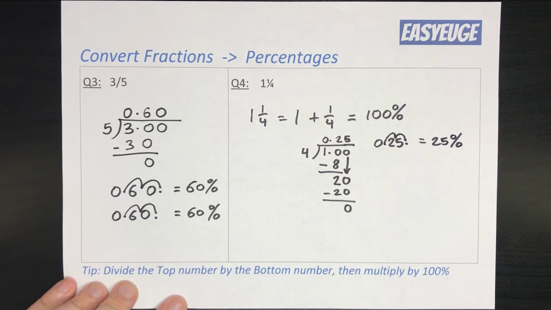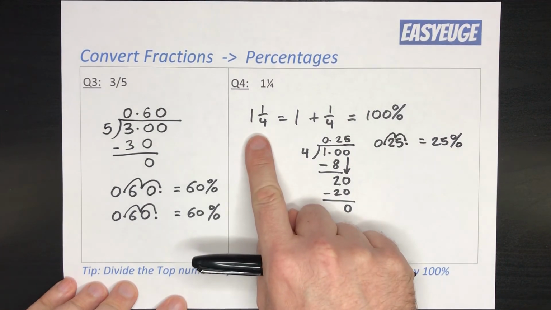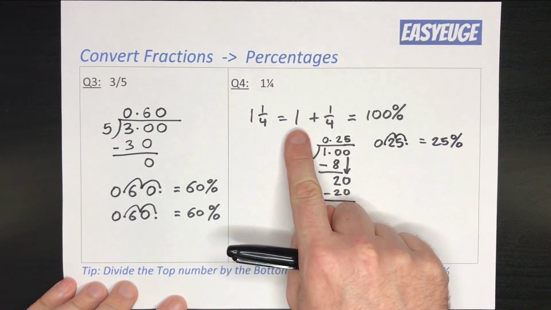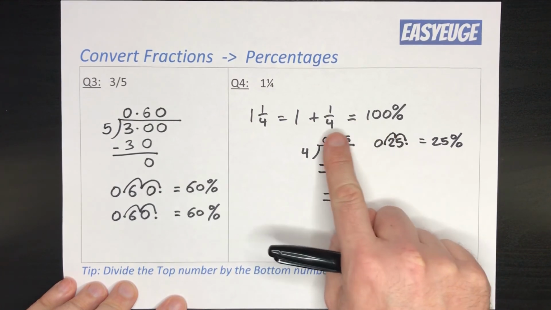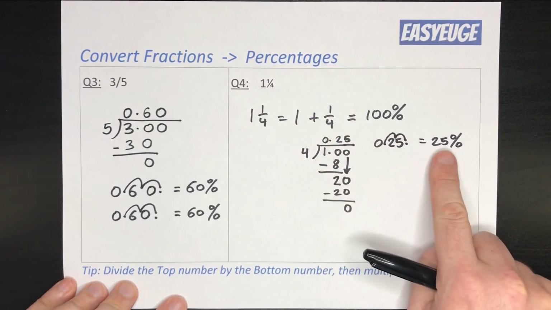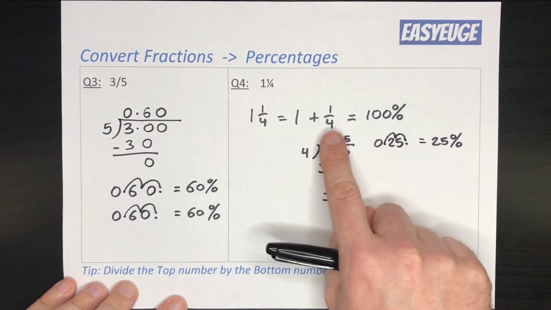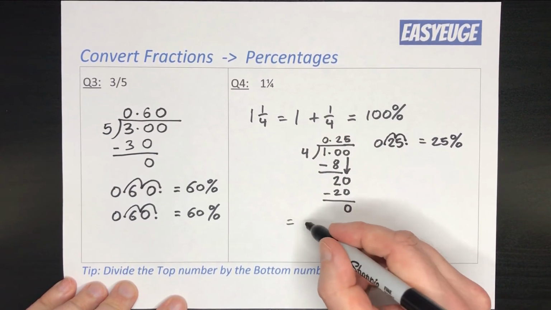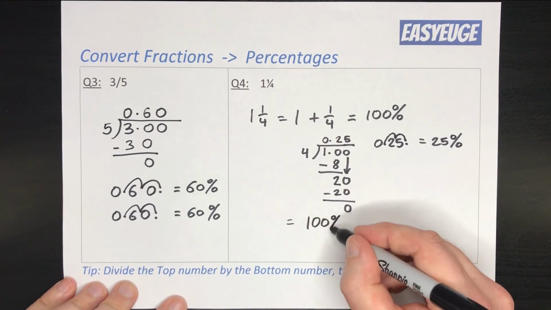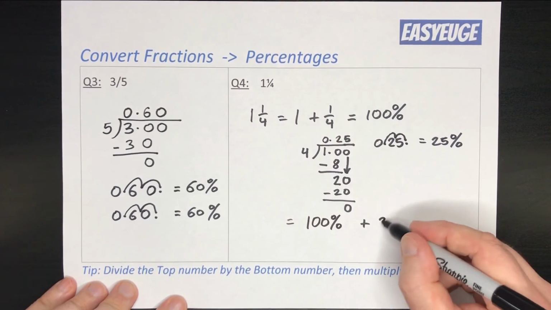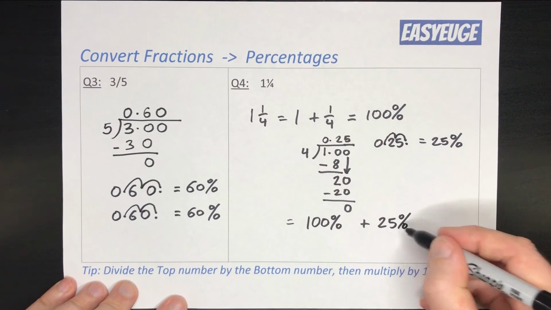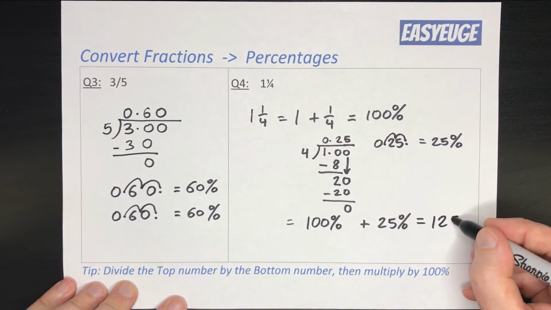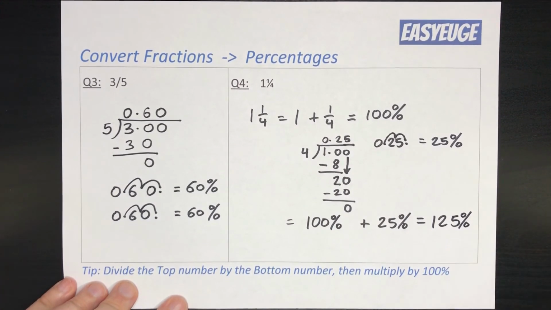Okay, let's go back and recap. 1 1/4 was 1, which is 100%, plus a quarter, which is 25%. So 1 plus 1/4 is 100% plus the quarter, which is 25%, which is 125%.